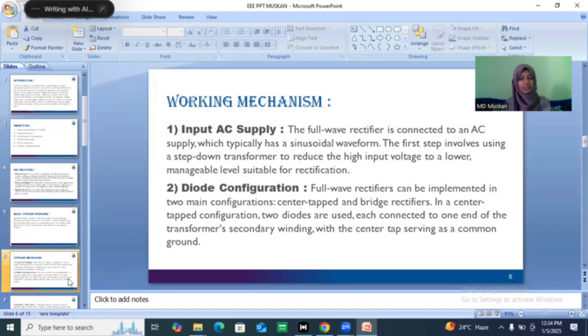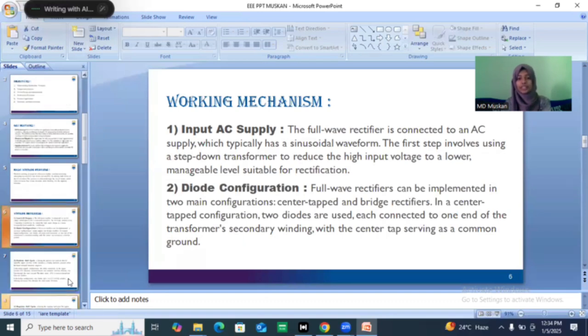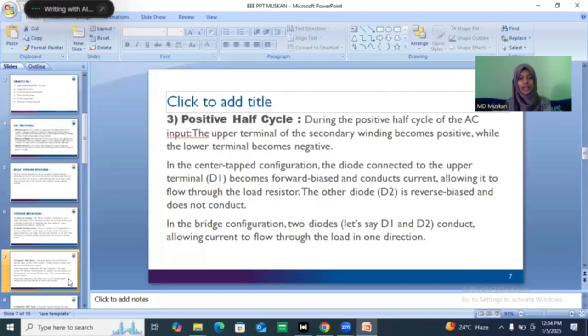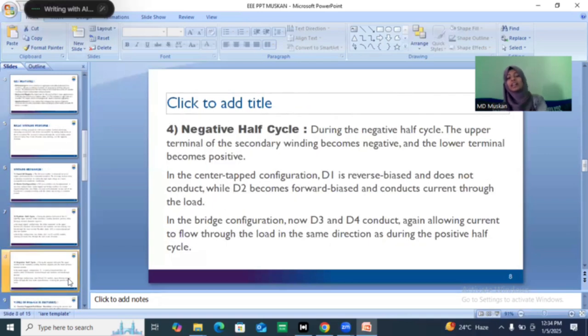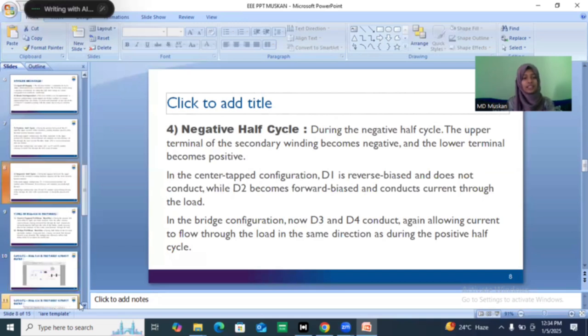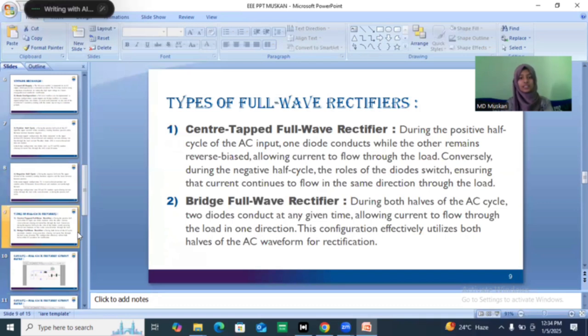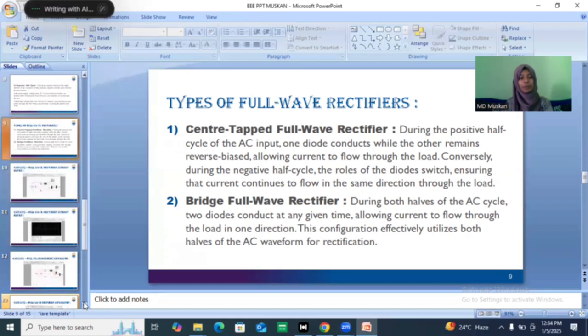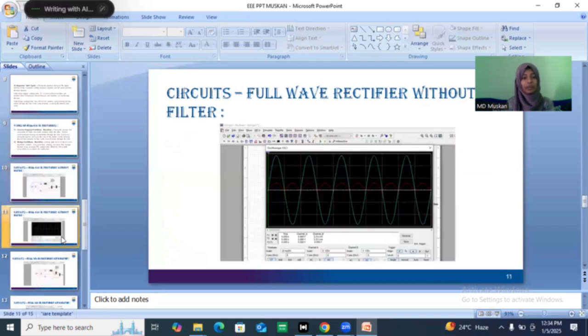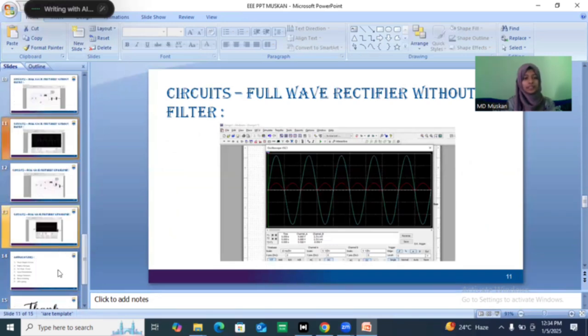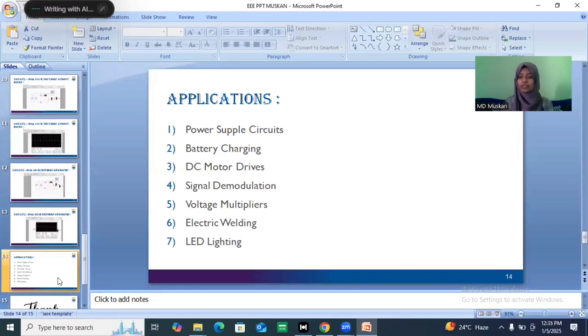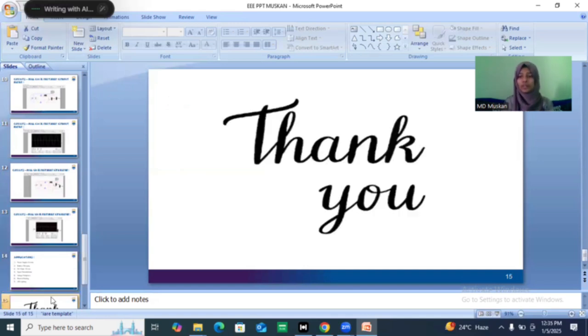Then I discussed the working mechanism. I discussed the input AC supply and diode configuration for the positive half cycle, and then the negative half cycle. Similarly, the positive half cycle is somewhat different from the negative half cycle. Then I discussed two types of rectifiers, the center tap full wave rectifier and the bridge full wave rectifier. Then I showed you the circuit diagrams. When I ran the simulation, I got this output. Then I discussed the applications. That's all about this topic.